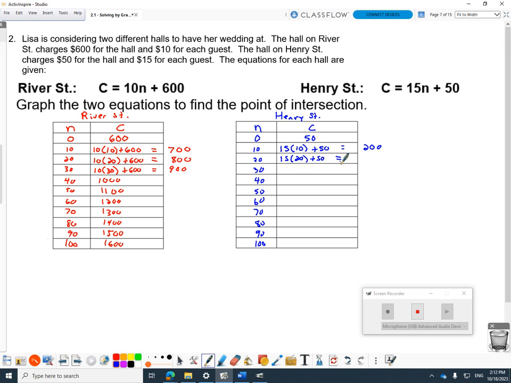And I'm going to do one more and then see if someone's got the pattern going. 15 times 30 plus 50. 15 times 30 is 450, and then 50 is 500. Can anyone see the pattern? How much is it going up by every time? 150, because 10 people costs $150. That's how much more to add on here. So I'm just going to start adding 150s. 650, 800, 950, 1100, 1250, 1400, 1550. And again, you can use your calculator. Just keep add 150 equals. Once you have that pattern established, you don't have to do them all.